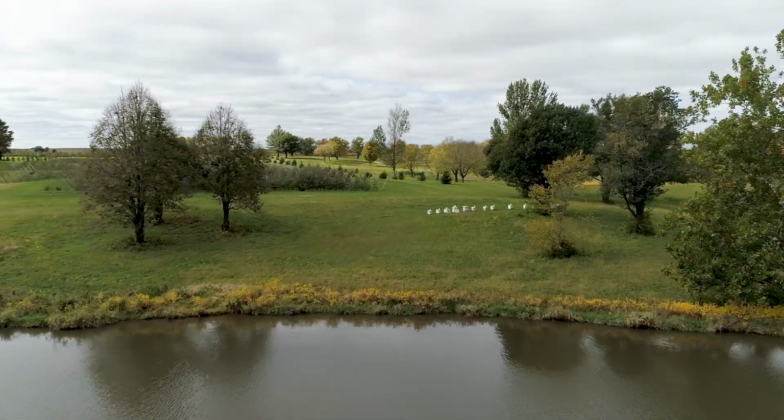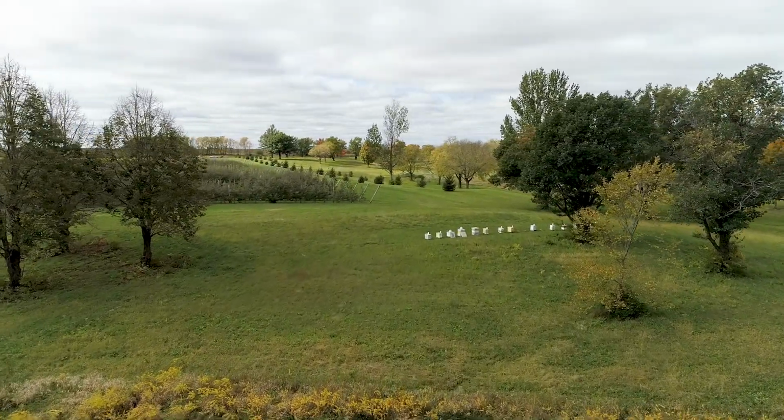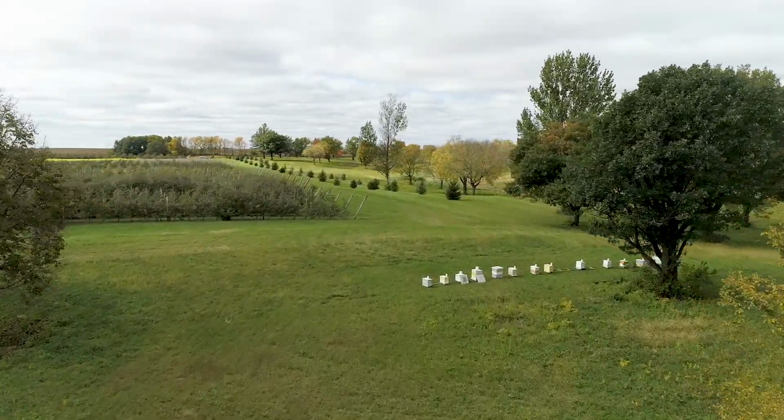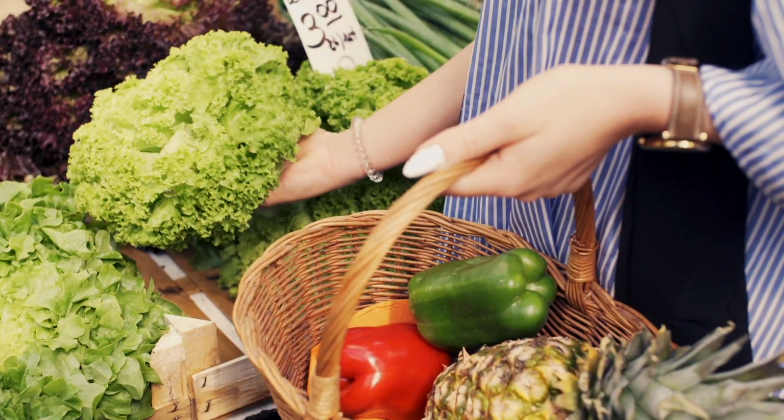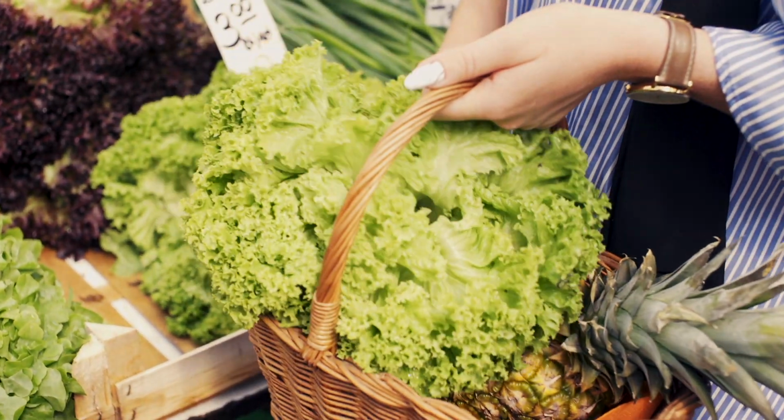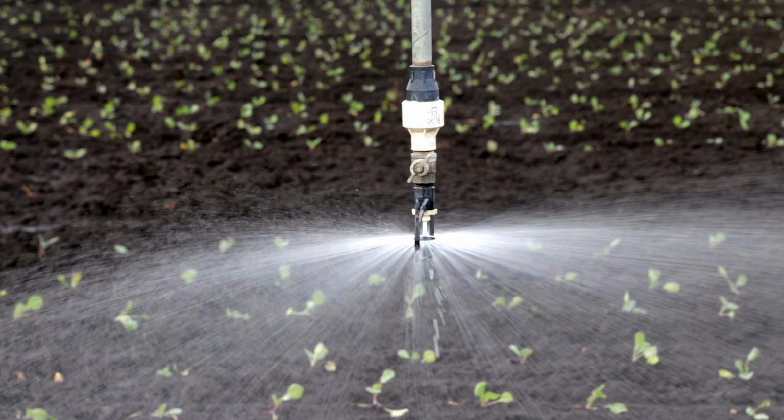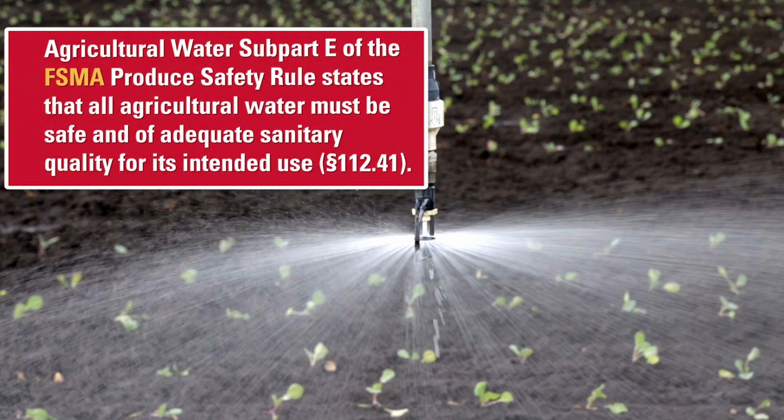Agriculture water quality is regulated under the Food Safety Modernization Act, or FSMA, Produce Safety Rule. Protecting the safety and quality of your fresh produce is very important. Subpart E of the FSMA Produce Safety Rule states that all agricultural water must be safe and of adequate sanitary quality for its intended use.